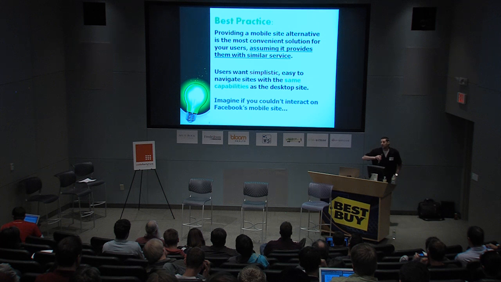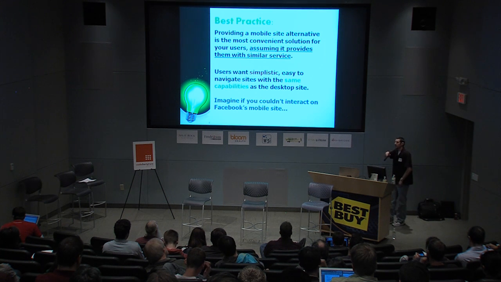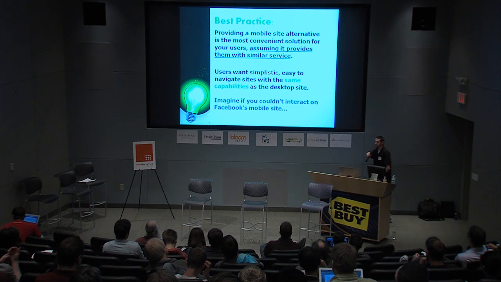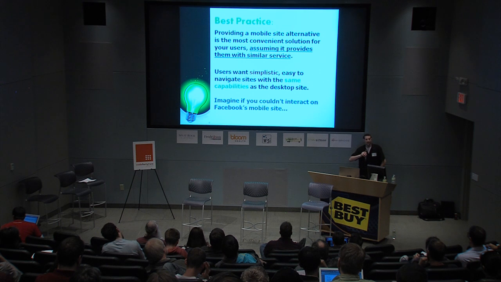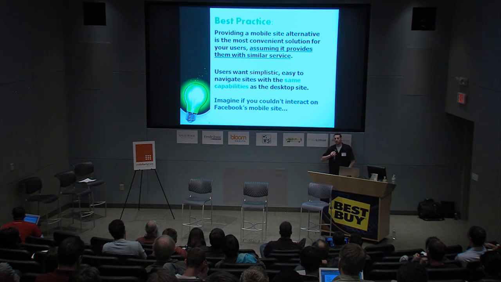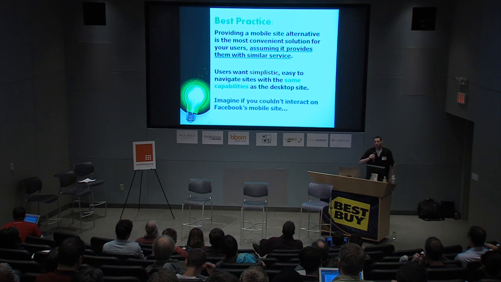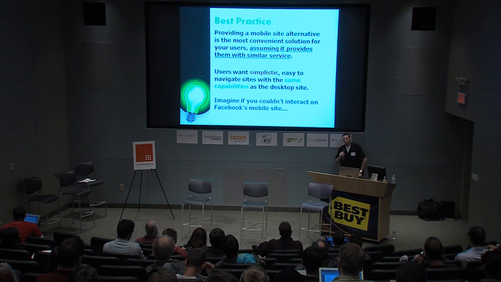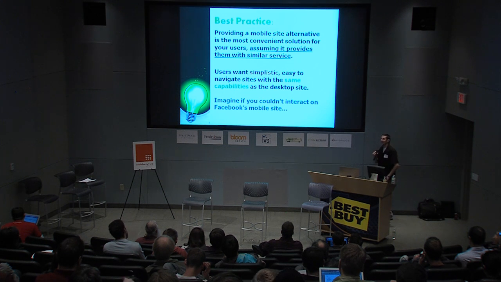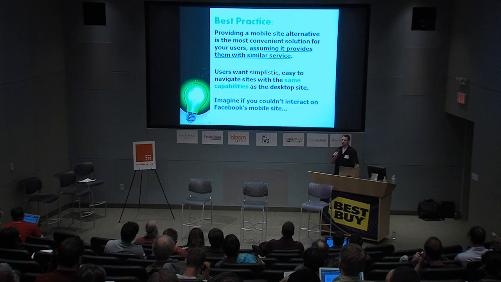Therefore, the best practice, according to W3, is providing a mobile site alternative. Now, there's a caveat to that, because if you go to a mobile site and you can't do anything, it's just going to tick you off. You're like, well, just send me the full site. What they say is you should send users to the most convenient site for them, for the process that they're going to do. Users want simplistic, easy to navigate sites with the same capabilities. And that's why it's more work.